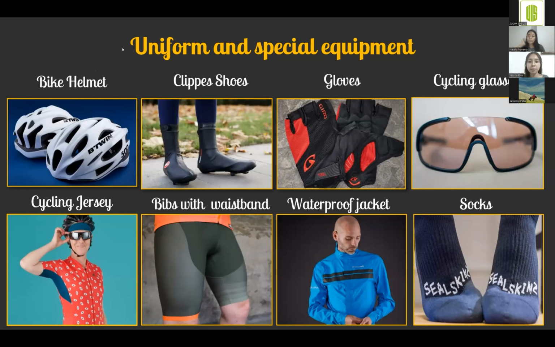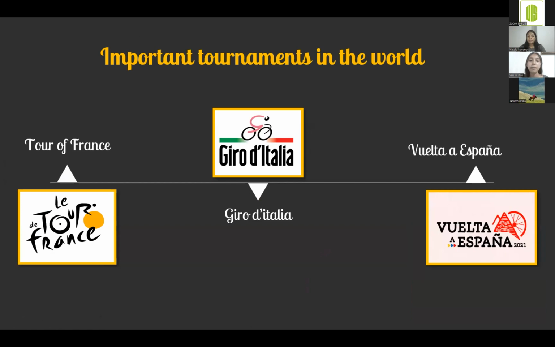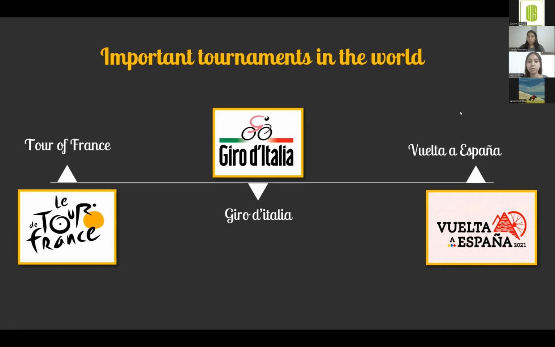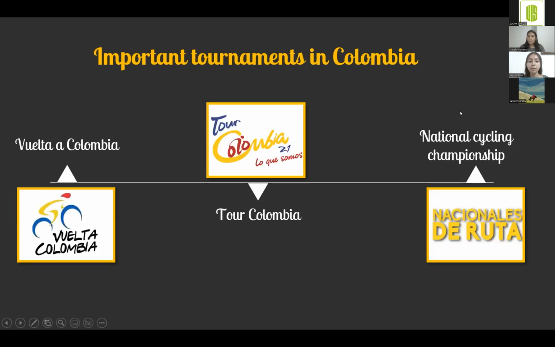Okay, and uniform and special equipment is very necessary. Bike, helmet, clipped shoes, gloves, cycling glasses, cycling jersey, waistband, waterproof jacket, and socks. And important tournaments in the world are the Tour de France, Giro d'Italia, Vuelta a España. Important tournaments in Colombia are the Vuelta a Colombia, Tour Colombia, and National Cycling Championship.